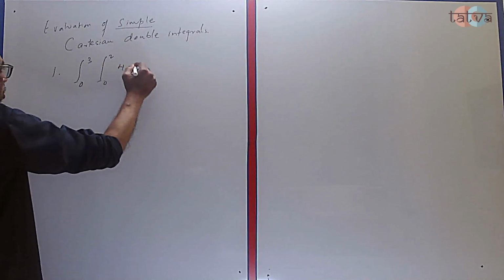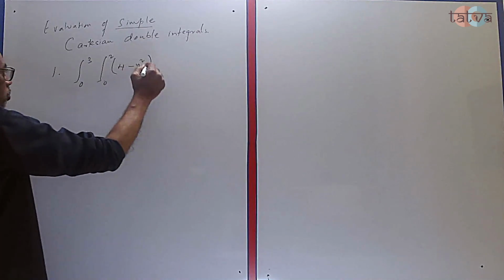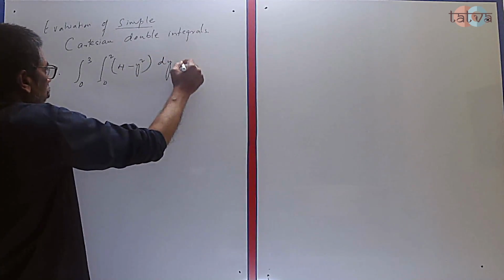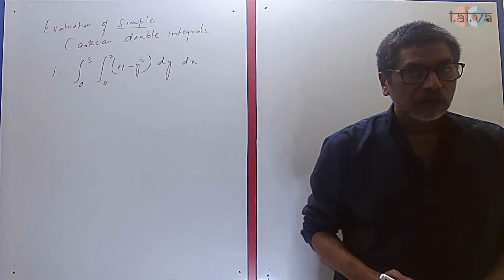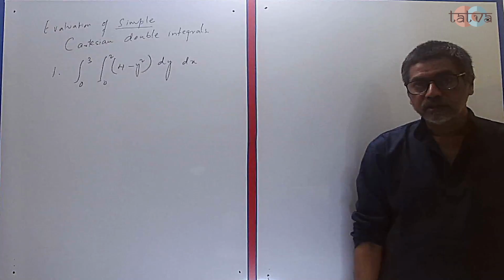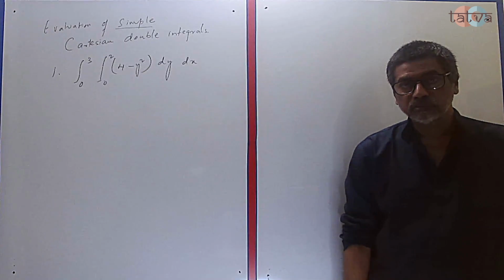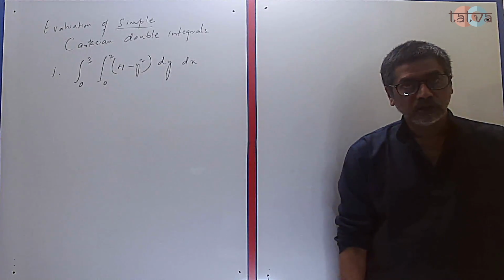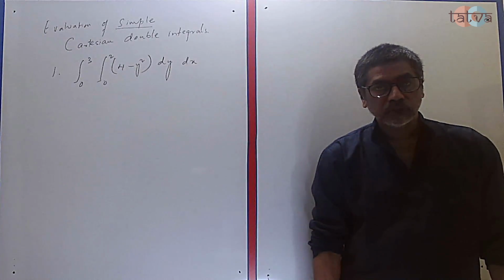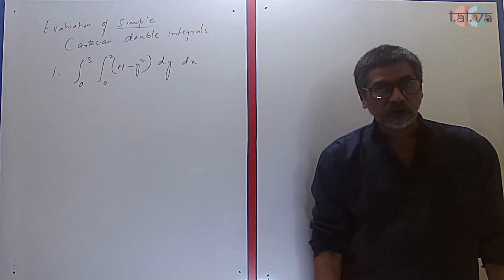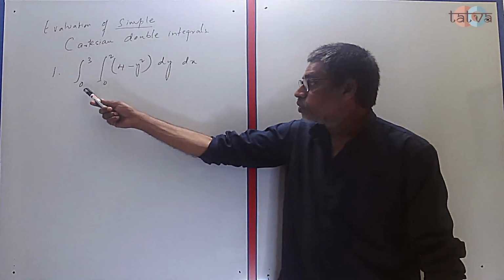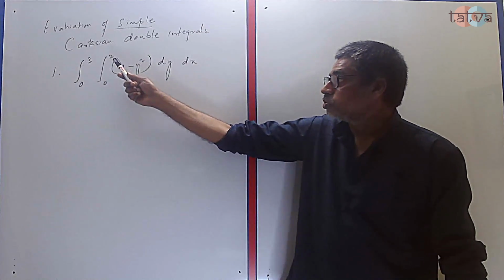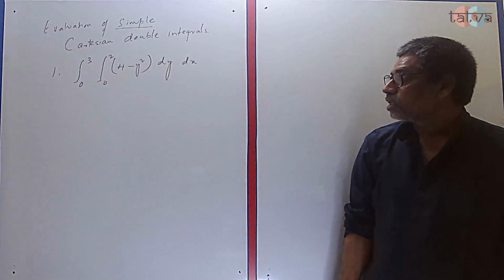Integral 0 to 3, integral 0 to 2, 4 minus y squared dy dx. One should understand that when the limits of integration are constant over both the variables, you are integrating over either a rectangular region or a square. In this case, you can observe that x varies from 0 to 3 and y varies from 0 to 2, which means that we are integrating over a rectangular region.